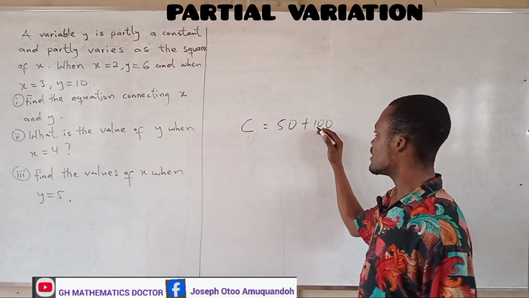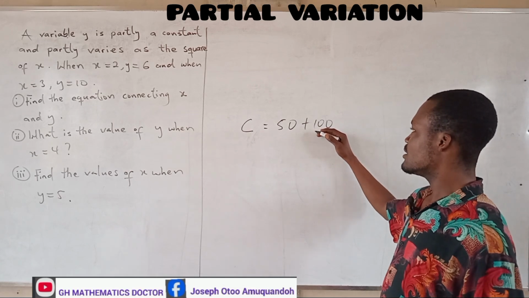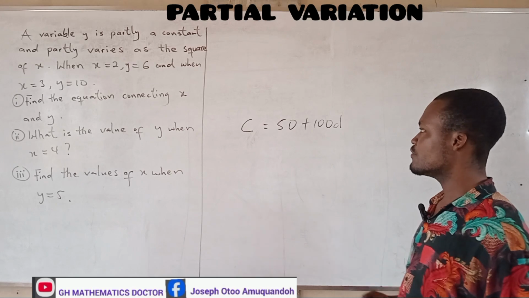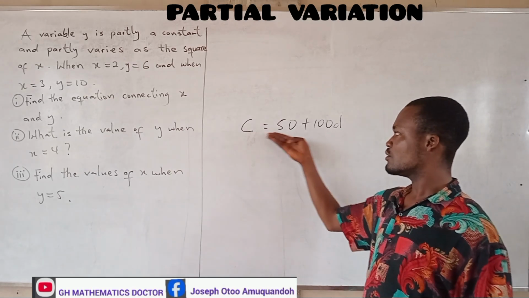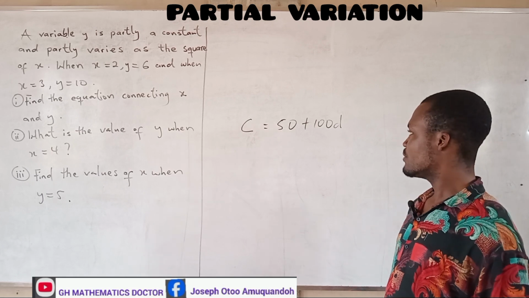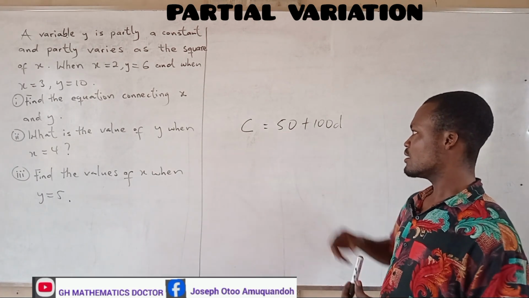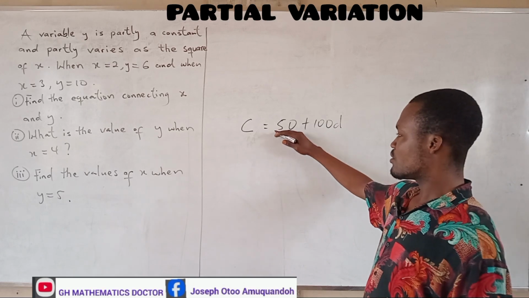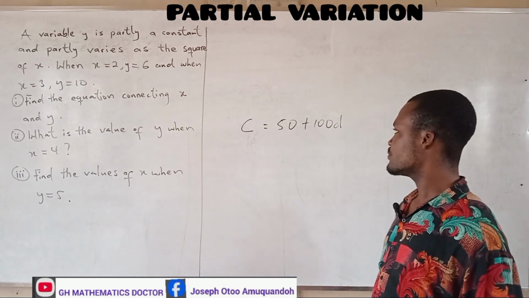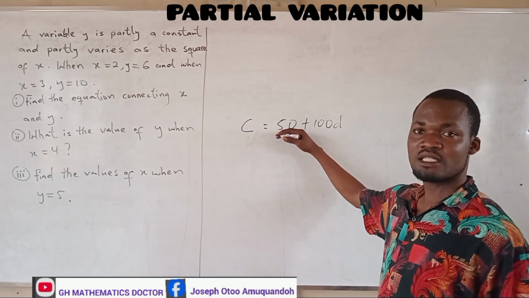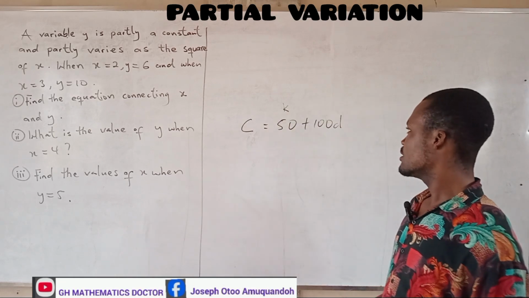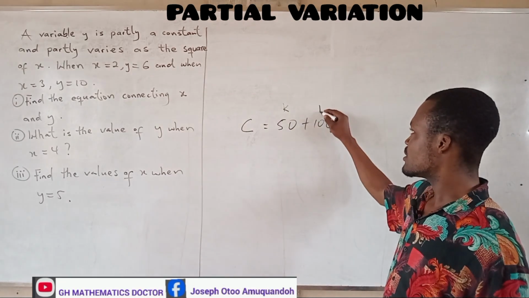So if a day is 100 cedis and the man decides to use the car for a number of days that we don't know, let's represent D as the number of days. This will give you the total cost that the man has to pay for the renting of the car. So you can see from this concept that there are always two constant values in the concept of partial variation. The number in the scenario that we don't know can be represented by small k, and this other constant can also be represented by small k.